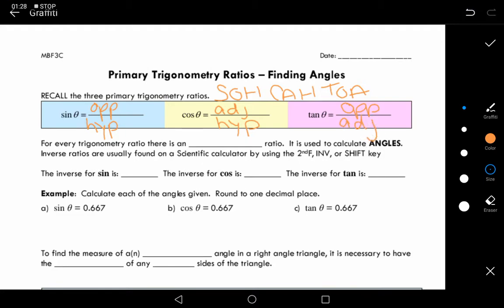All right. So for every trigonometric ratio, there is an inverse ratio. So we looked at this a little bit with those calculating skills on that last note. So this inverse ratio is used to calculate angles. They are usually found on your scientific calculator by using the second, inverse or shift key. And again, you should be familiar with that because we discussed it when we were going over how to use your calculators. I said for mine, it's shift. You could also have second or inverse.